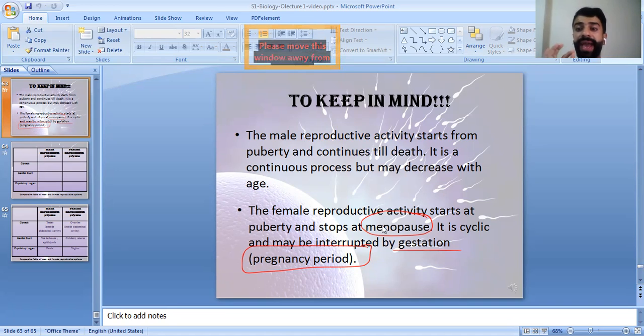While the female reproductive activity starts at puberty, which is البلوغ in Arabic, and stops at the menopause. Menopause, in Arabic, is called سن اليأس. For example, a female at 50 or 55 reaches a stage called menopause. So the female reproductive activity starts from puberty and ends at menopause, while the male starts with puberty and ends at death, but it may decrease with age for sure.